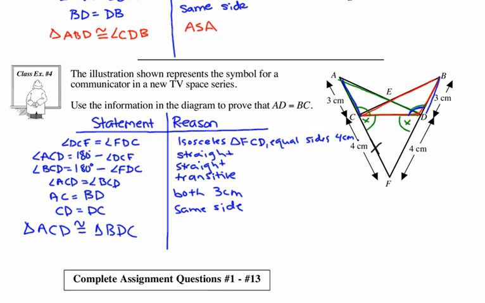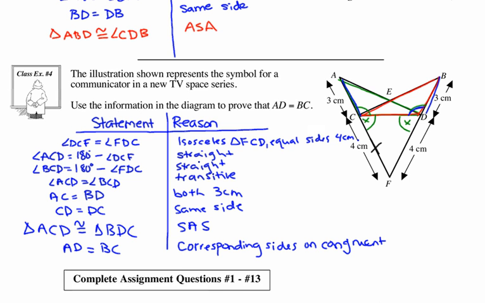And so how do we prove that? We proved it by side, angle, side. And now, because those are congruent triangles, we can say AD is actually equal to BC. And how do we prove that? Well, corresponding sides of congruent triangles are equal. And there's our proof. It wasn't the only way to prove it, it's just one of the ways.